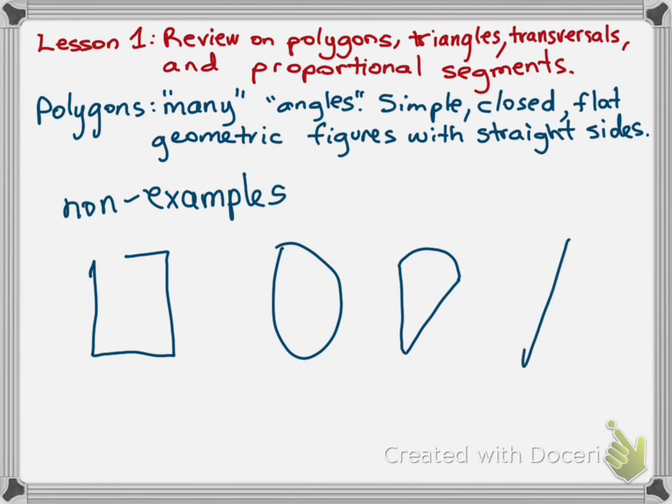And then if we have something like this, that's not simple because it's formed by 2 triangles. So that wouldn't be a polygon either. And then finally, if we talk about, for example, a cylinder, it is a solid, a geometric solid, which means that it has 3 dimensions and is not a polygon either.